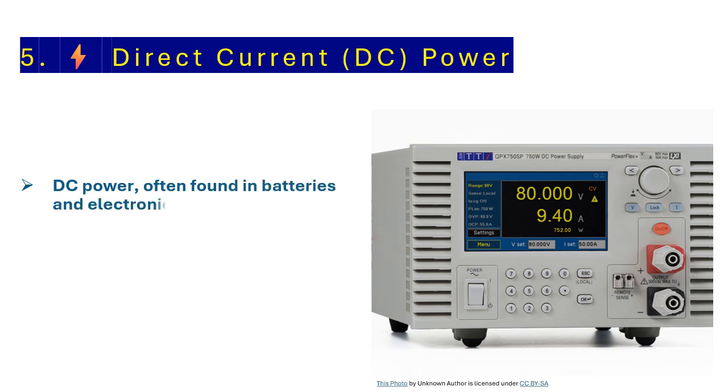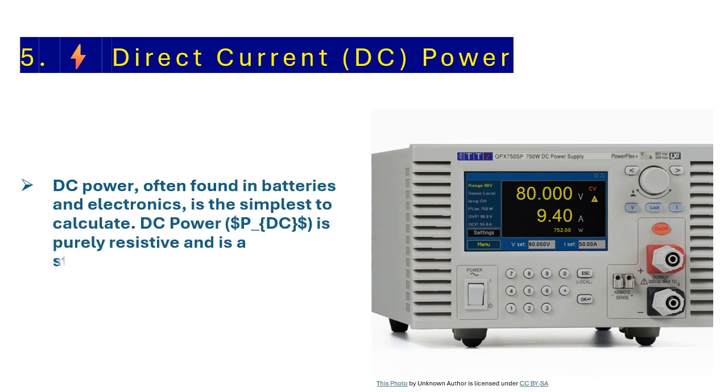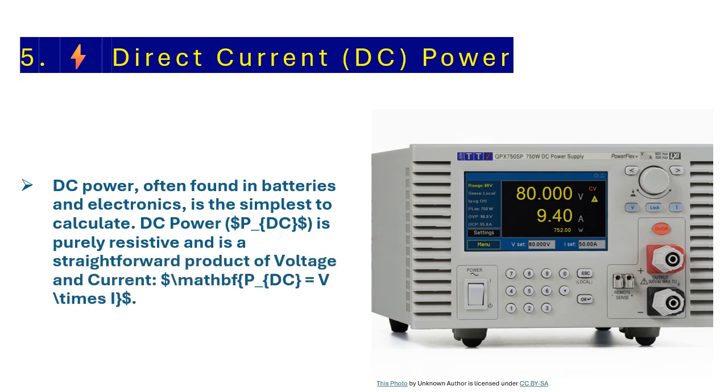5. Direct current, DC, power. DC power, often found in batteries and electronics, is the simplest to calculate. DC power, P_DC, is purely resistive and is a straightforward product of voltage and current. P_DC is equal to V*I.